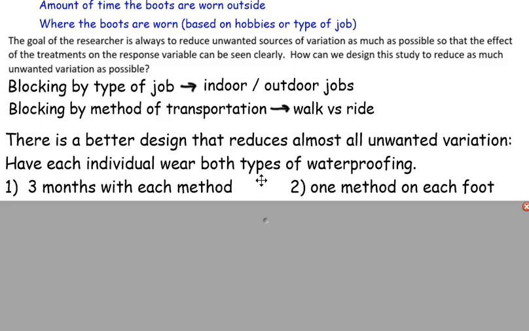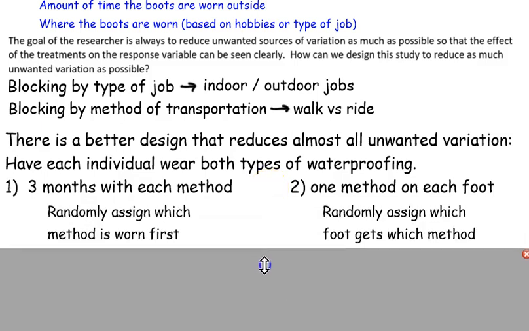Now, it's important, though, that randomization is still used within the experiment to randomly assign treatments. But how do you randomly assign treatments if one person is wearing both types? Well, with method number 1, you would randomly assign which method is worn first. Do they do the old method in the first 3 months or the new method in the first 3 months and then switch? Here we would randomly assign which foot gets which method. Now why is that important?